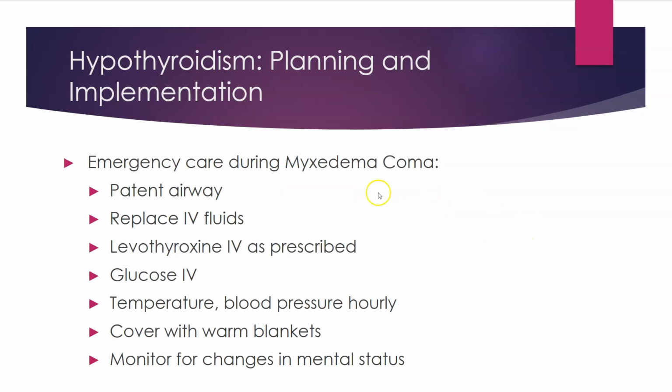If the patient goes into a myxedema coma, some of the things that we want to watch and care for is maintain a patent airway, replace IV fluids, give the levothyroxine as prescribed, provide glucose, monitor temperature, blood pressure frequently, cover with warm blankets, and monitor for changes in mental status.